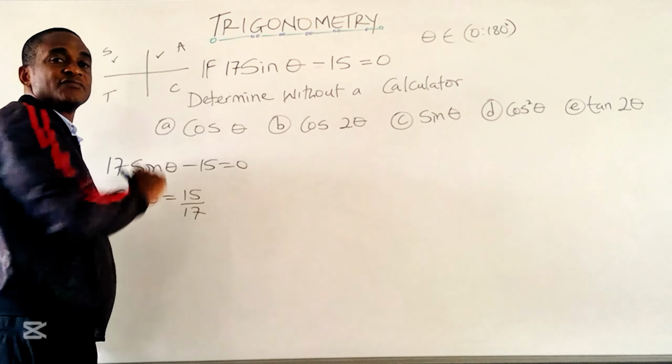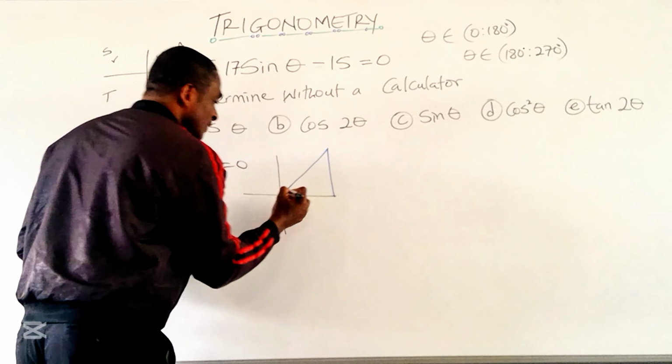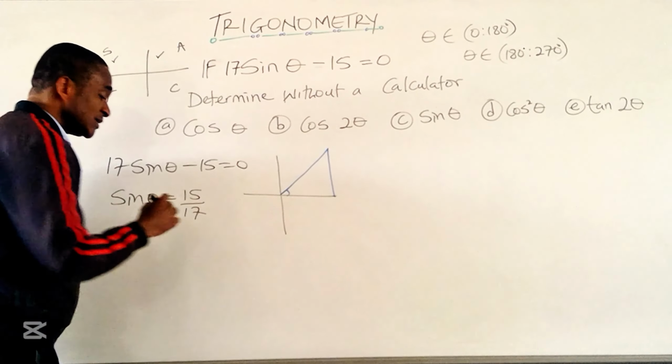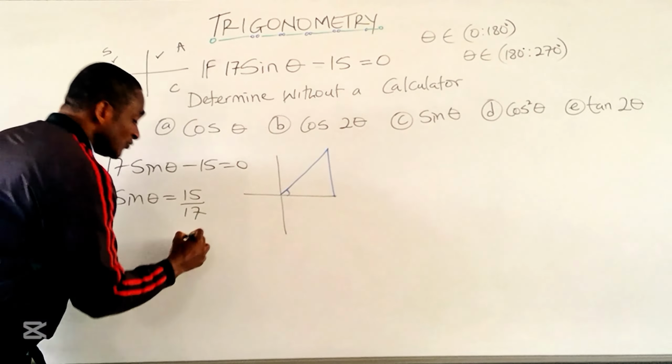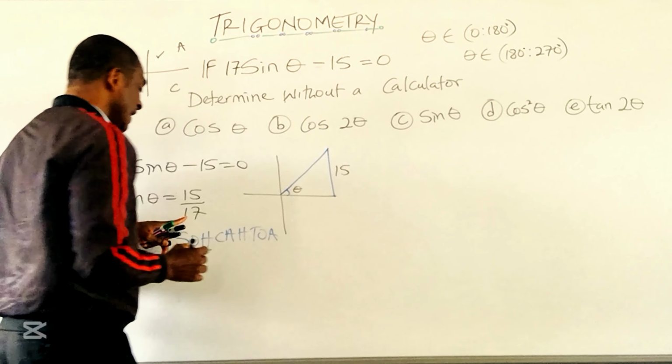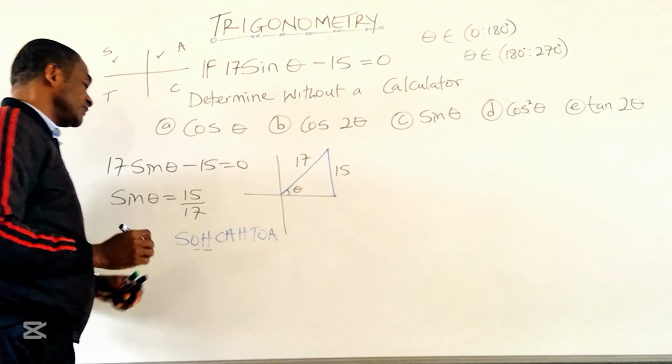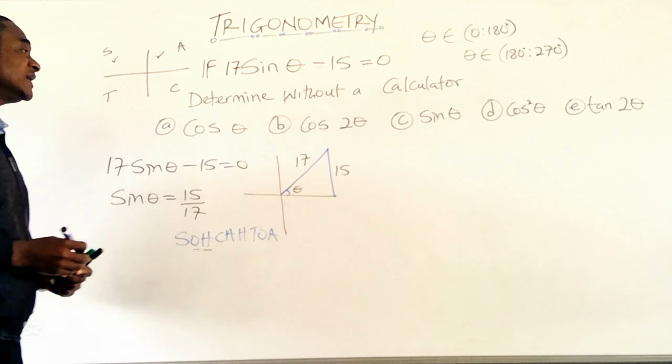What do we have for our sketch? Let's look at this. Remember from SOH CAH TOA that sine represents opposite over hypotenuse. So if we have angle theta, the opposite of angle theta is 15, and the hypotenuse is 17. And that is what represents sine. So we need to get the other side of the triangle to complete our right-angled triangle.